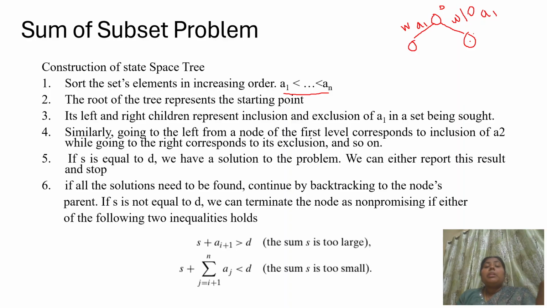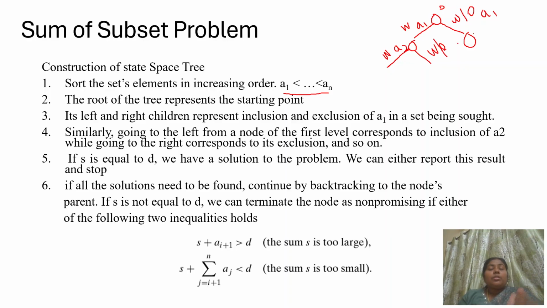Left child is nothing but the inclusion of a particular element, and the right child is nothing but the exclusion of that particular element. Similarly, after this one, what is the left child? That is the inclusion of the second element. What is the second element? That is the A2 element I have given here. And what is the right child of this one? That is without A2, the exclusion of that particular element. Without A2 I am giving here.